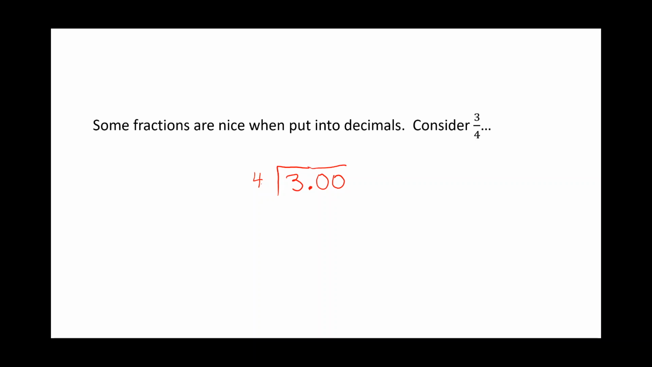It goes into 30 7 times. 7 times 4 is 28. I'll be left with a 2 when I subtract. I drop the 0. 4 goes into 20 5 times. 5 times 4 is 20. And I have no remainder. Remember, when we're dividing decimals, that decimal is going to just pop up there. And so my answer is 0.75. So that's a nice decimal.